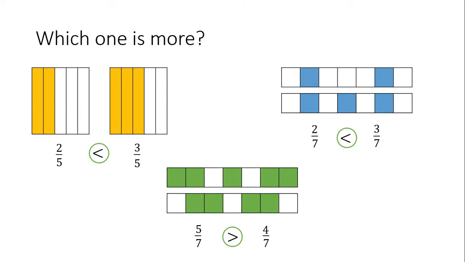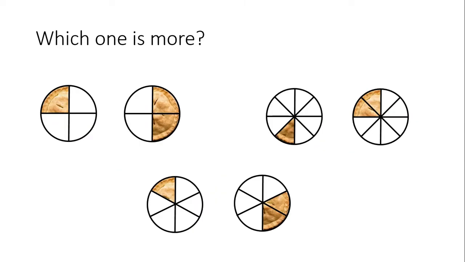If not, I'm going to drive it home with some more pies. On the left we have 1/4 and 2/4, and 1/4 is always less than 2/4. On the right we have 1/8 and 2/8, and 1/8 is always less than 2/8. And on the bottom we have 1/6 and 2/6, and 1/6 is always less than 2/6. Oh gosh, I have trouble saying that. Sixth. There's a tongue twister for you.